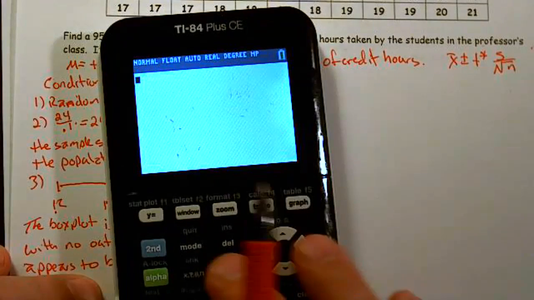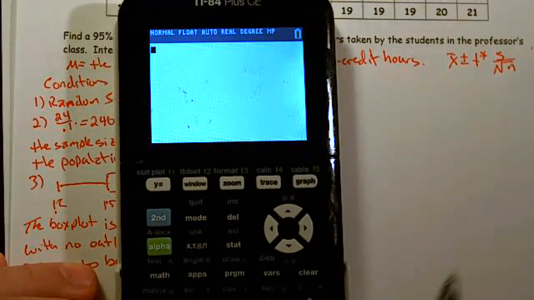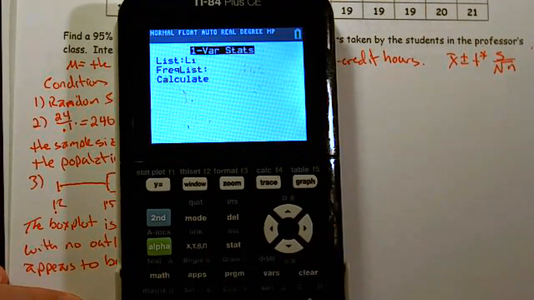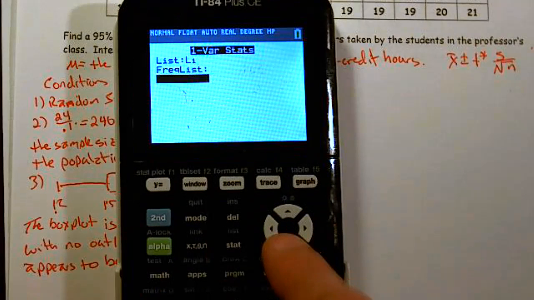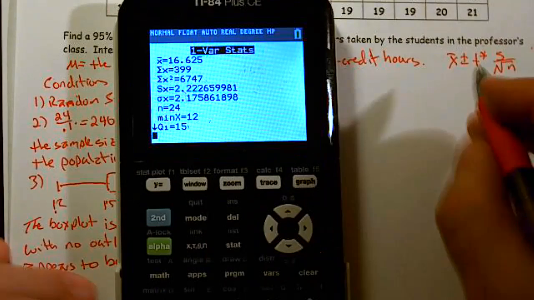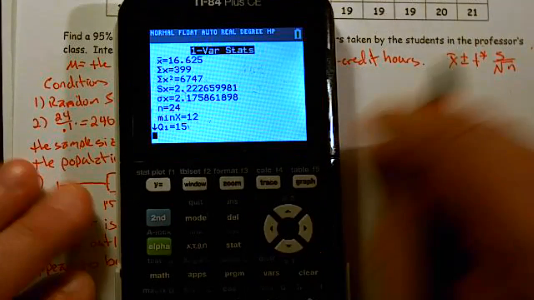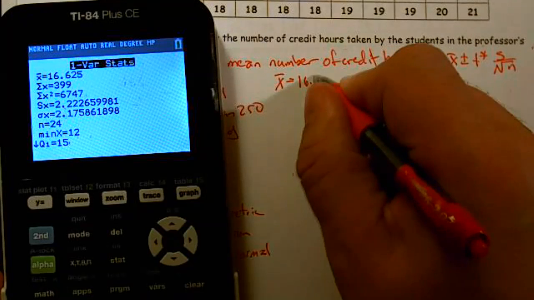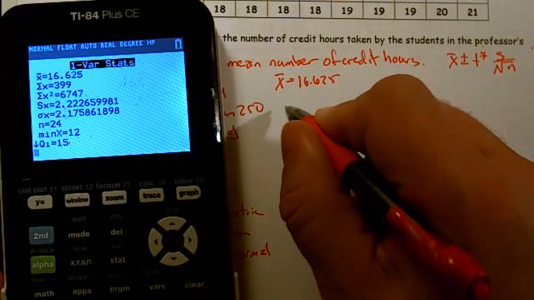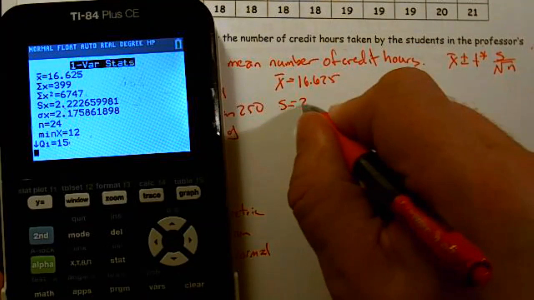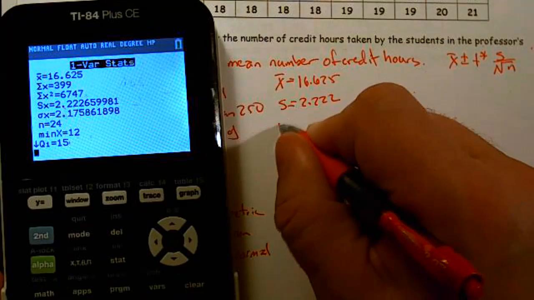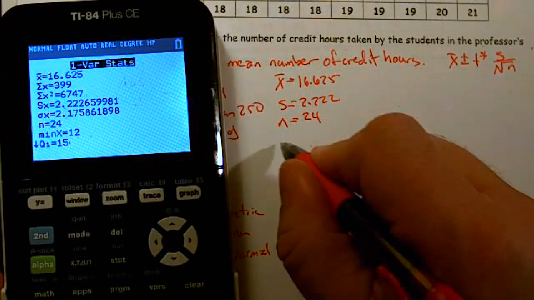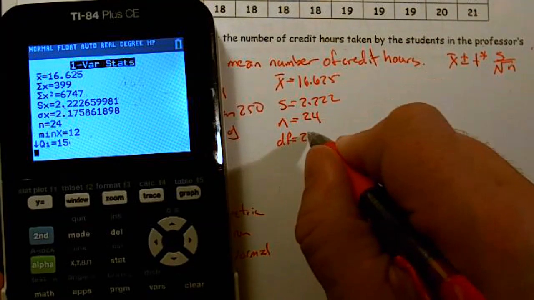But if we go back and go STAT, CALC, One-Variable Statistics, my list was L1, and I get an x bar, and I highly recommend writing this off to the side. X bar equals 16.625, S equals 2.222, n we know is 24. Also, our degrees of freedom is 24 minus 1.